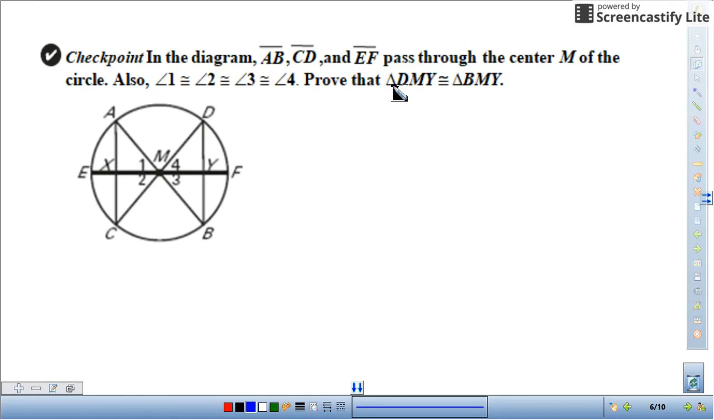We're going to go ahead and try and prove that triangle DMY is congruent to triangle BMY. I'm just going to highlight those since this diagram is a little more complex, so we can see exactly what we're talking about. So we're talking about DMY, so this triangle here, and BMY, which is this triangle down here.